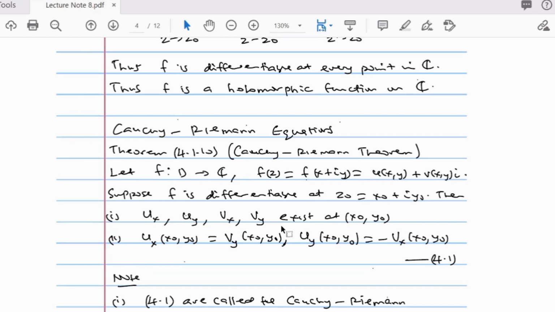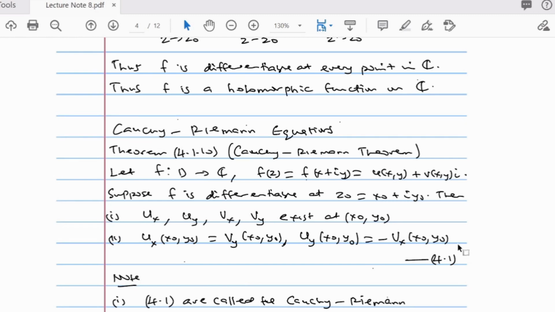That is the first condition. The second one is that u of x at z naught must be equal to v of y at z naught, and u of y at z naught will be equal to minus v of x at z naught. This second equation, 4.2, is very important. It's what I call the Cauchy-Riemann equation.